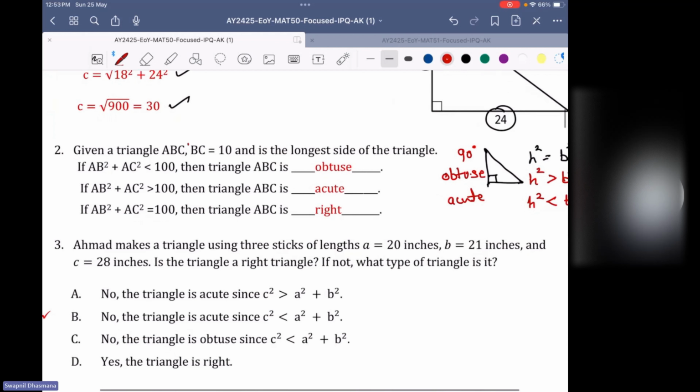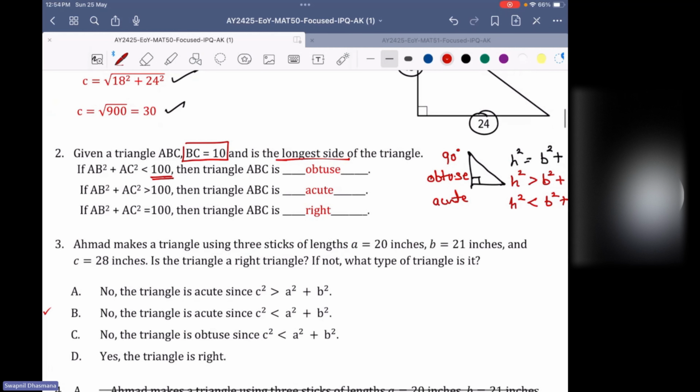So based on that, BC is 10, the longest side, which means hypotenuse. If the hypotenuse square is bigger, that means it's obtuse. If it's smaller, that means acute. And if it's equal, that means it is right.